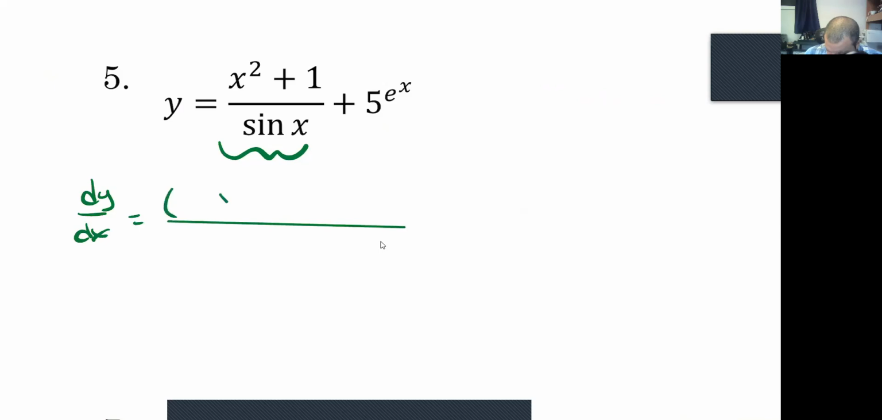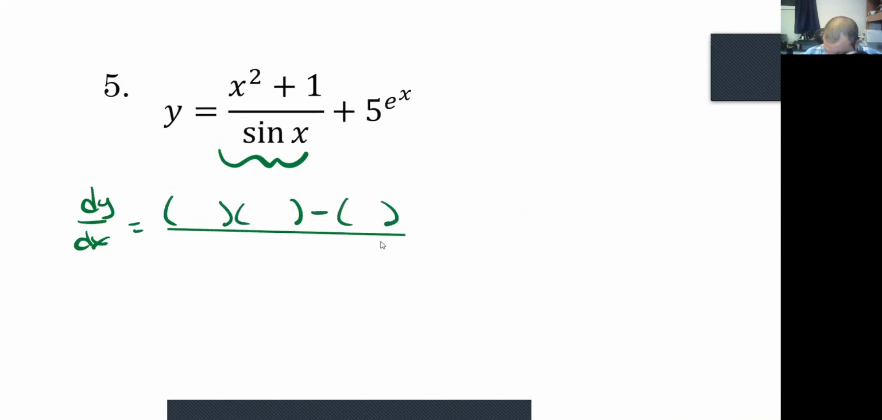So for question number 5, we actually have a quotient rule and then just the regular derivative. So this first part, x squared plus 1 over sine of x, right? That's going to be our quotient rule. Again, there's 5 terms connected by subtraction. In the top, we have our bottom squared. Let's just get this thing out of the way early because that's pretty easy.